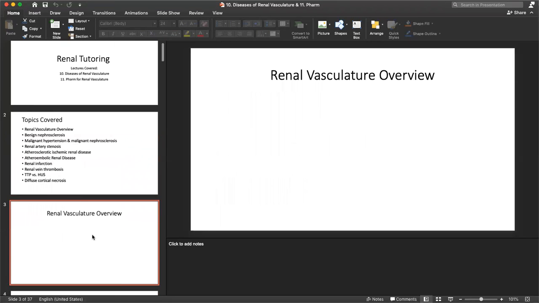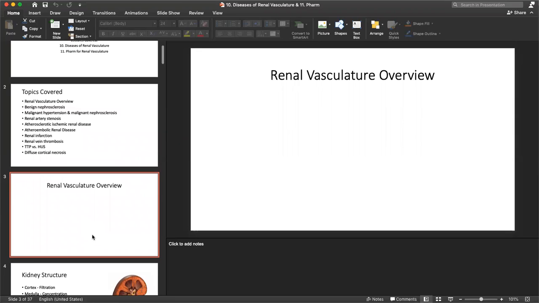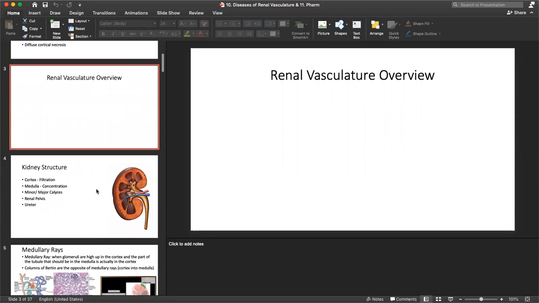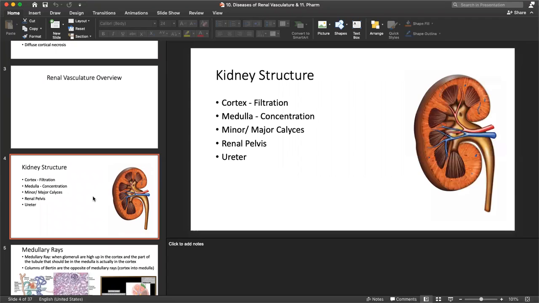So let's look at the renal vasculature overview. Okay, kidney structure. We've got the cortex, which is for filtration, and then we've got the medulla to concentrate. We've got the major and minor calyces. So here is our minor, and it comes to form our major. And then we've got our renal pelvis that goes out to our ureter.